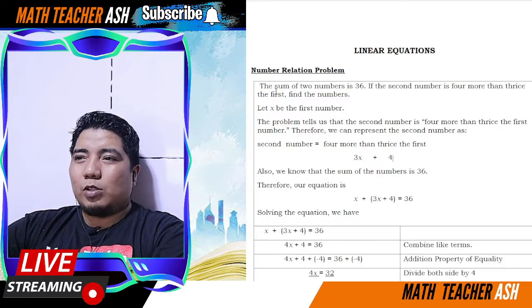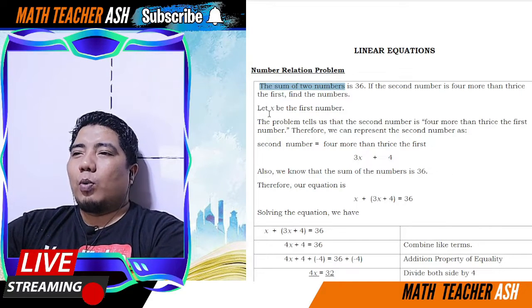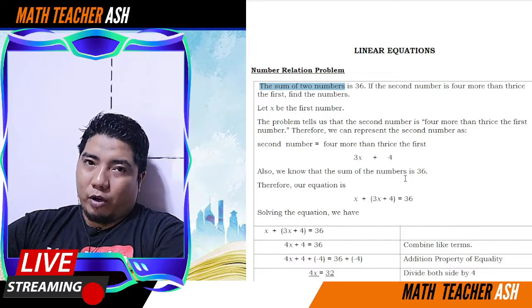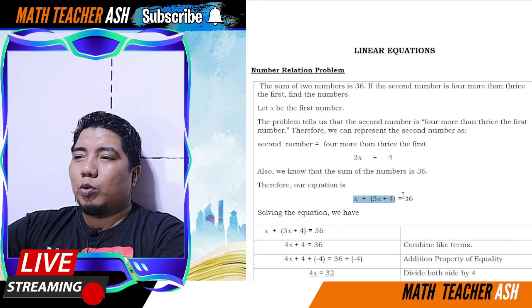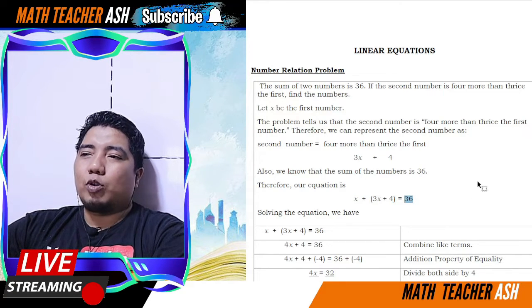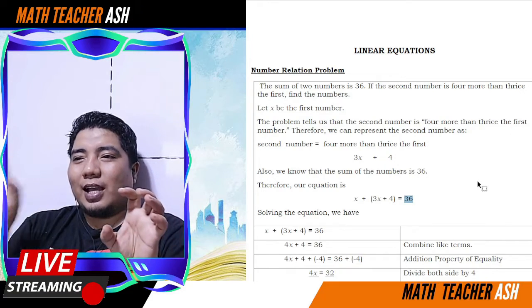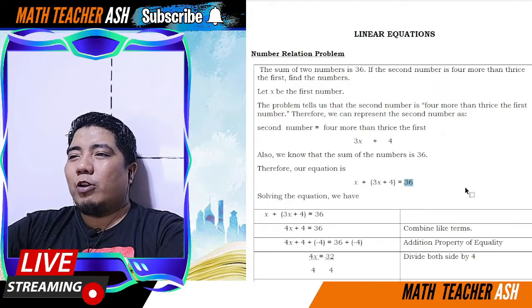After that, since we are talking about the sum of two numbers, so what we will do is we add x to the 3x plus 4. Ito na yun. Okay? And equate them to 36. Okay? Kasi yung first at yung second, pag i-add natin, 36 daw ang lalabas. So paano na to ngayon?